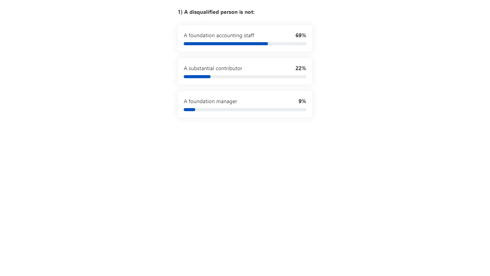I guess the trick part of this question could have been that maybe a foundation accounting staff is a large donor or a family member of a large donor. So it is possible that somebody that works at the organization, either through their own donations or through their family members, could also be a disqualified person. But on the surface, somebody that just works for the foundation and isn't in any position of control would not be a disqualified person.